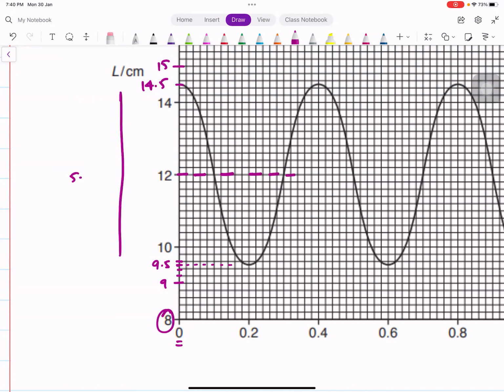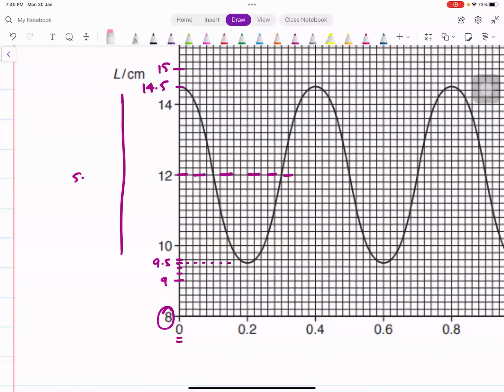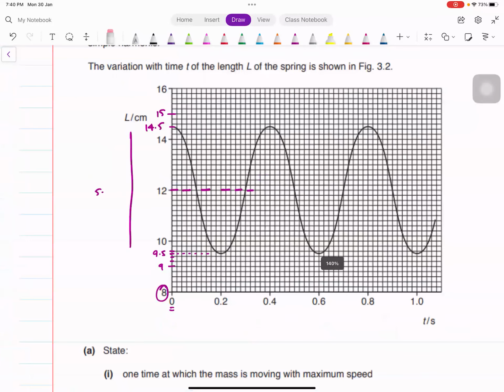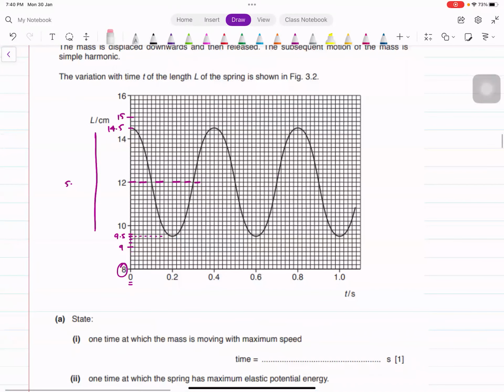I did something quite different. I did 9.5 plus 14.5 over 2 to just find the answer, and the answer is 12. That's also correct, you could get the mean of those. Very nice. You can find the change or you can do this. This is the equilibrium point.